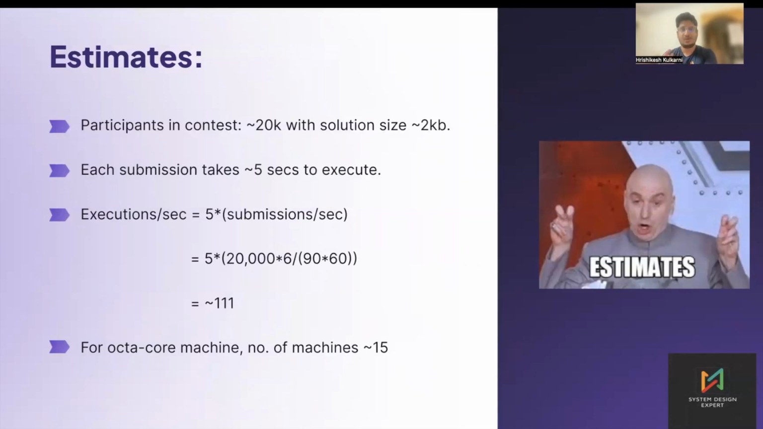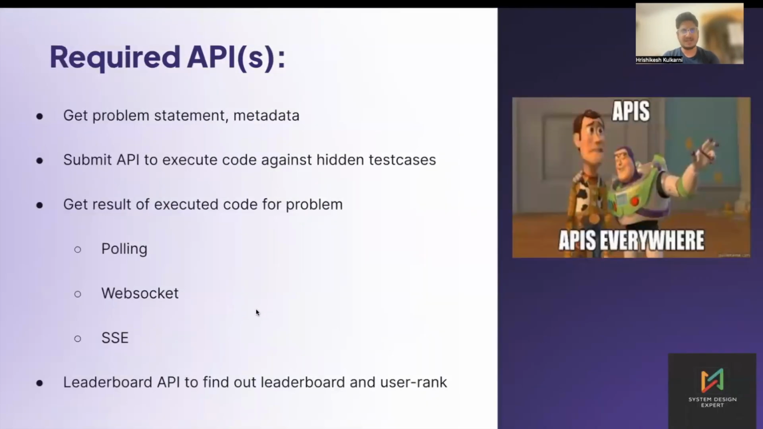So for octa-core machines, the total number of machines required to execute the submissions provided by the user is going to be around 15. So 15 into 8 comes close to 111. So yeah, this is about estimates. Let's look into the required APIs for the platform.